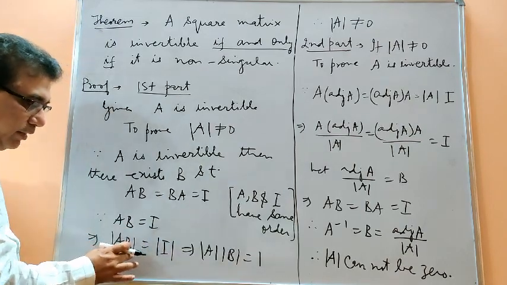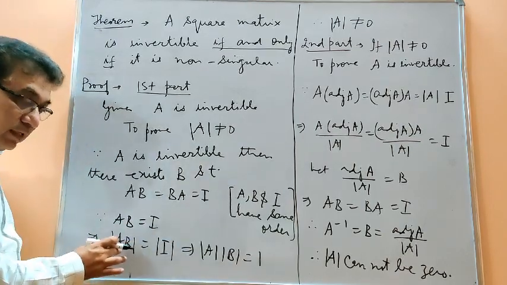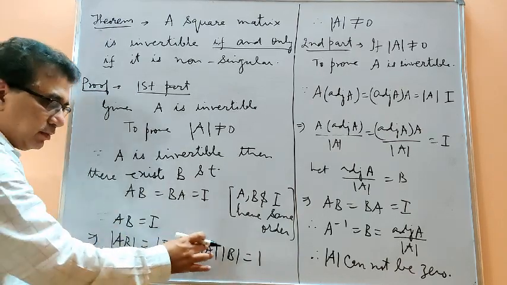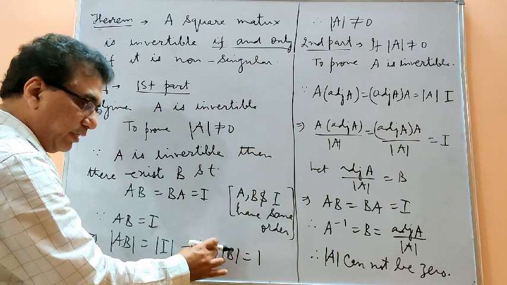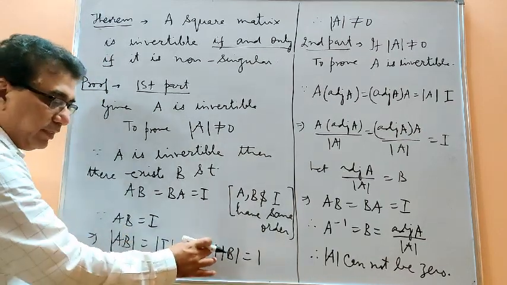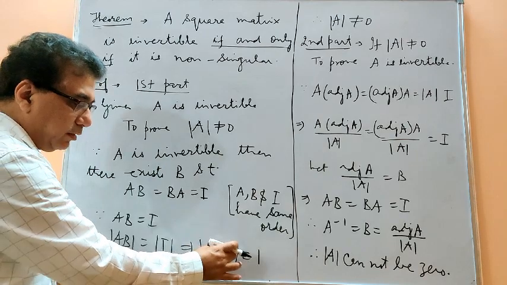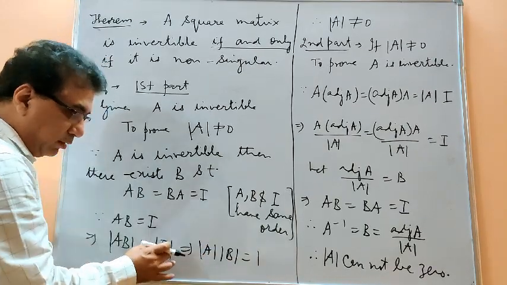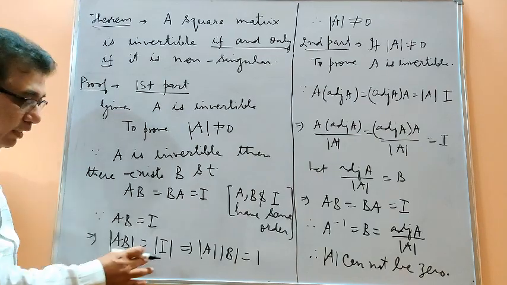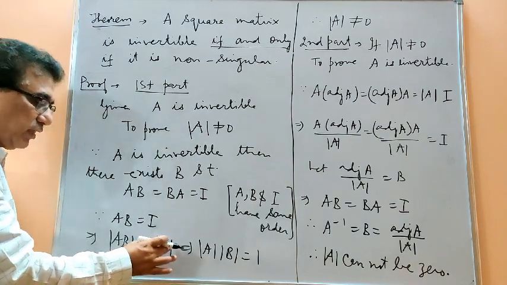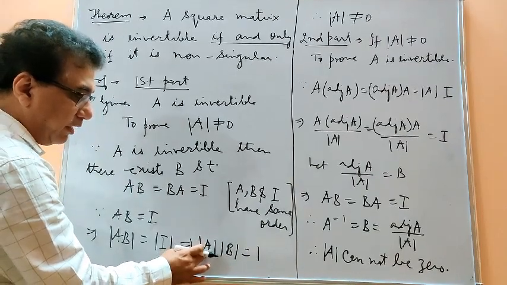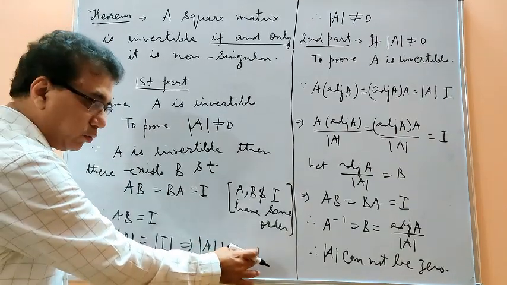first determinant AB is equal to determinant I, then we know that determinant of product of any two matrices is the product of the individual determinants. So determinant of AB may be written as determinant A into determinant B, and the determinant of identity matrix, whatever the order, is always 1. That's why this has been replaced by 1. So finally we get this equation, determinant A into determinant B is equal to 1.